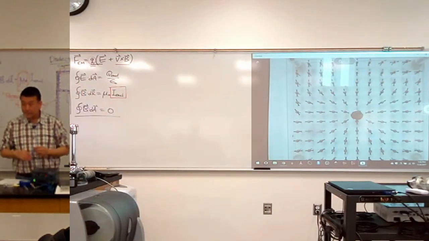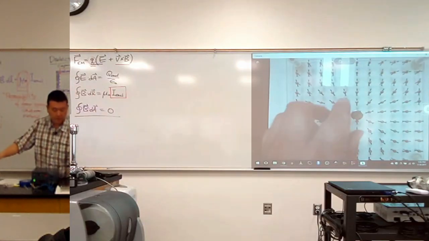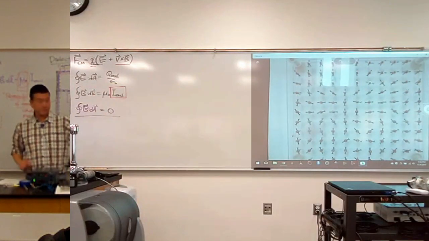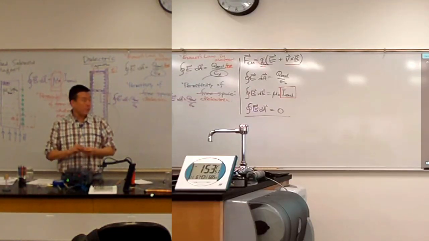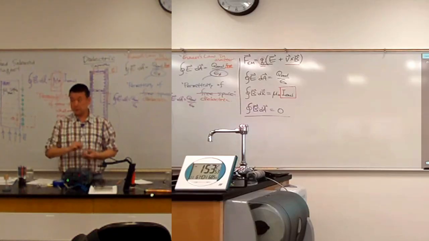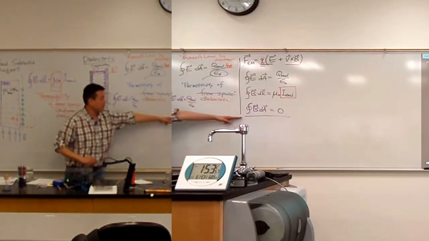You can have a single charge, but you can't have a single pole. There is no such thing as a single magnetic charge, a magnetic monopole. Magnets always occur in dipoles. So that's the way what I wrote down here makes sense.